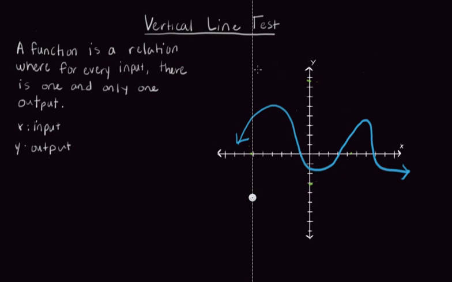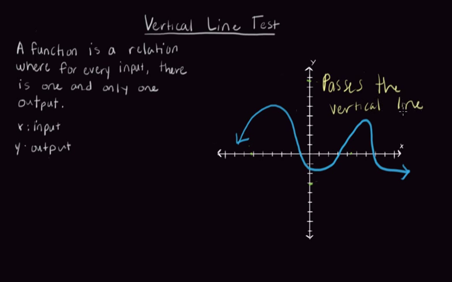So this is a function because it passes the vertical line test. So this passes the vertical line test, and that tells us that it is a function.